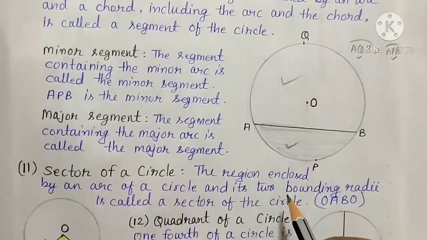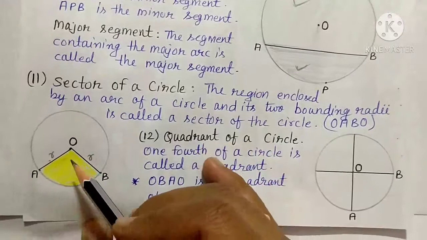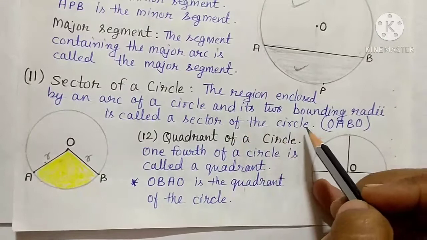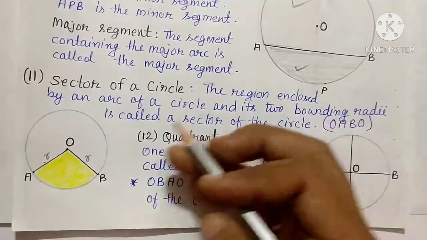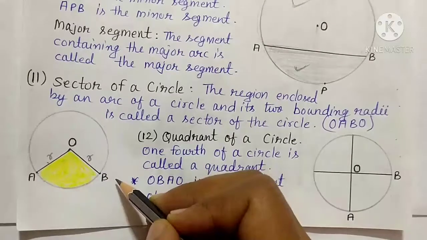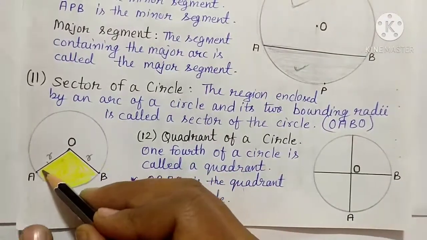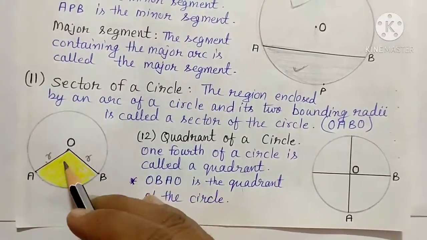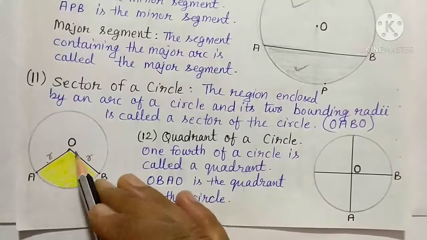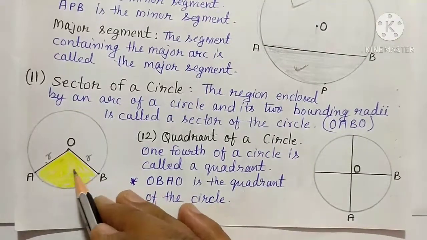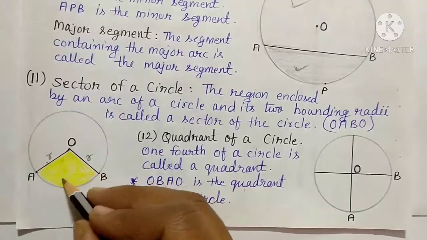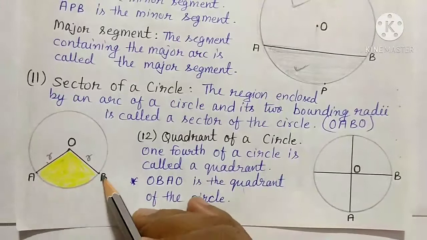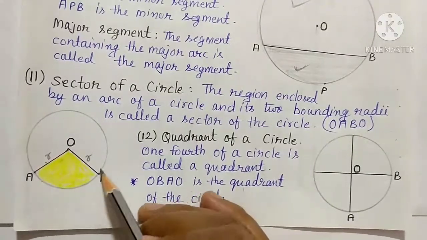Then we talk about the sector of a circle. What is a sector? Just pay attention to this figure. The region enclosed by an arc of a circle and two bounding radii. Radii is the plural of radius. AO is also a radius and OB is also a radius. So these two radii and one arc AB enclose a part of the circle, which is called a sector. This yellow part will be called a sector. Now we can say OABO is a sector of the circle.